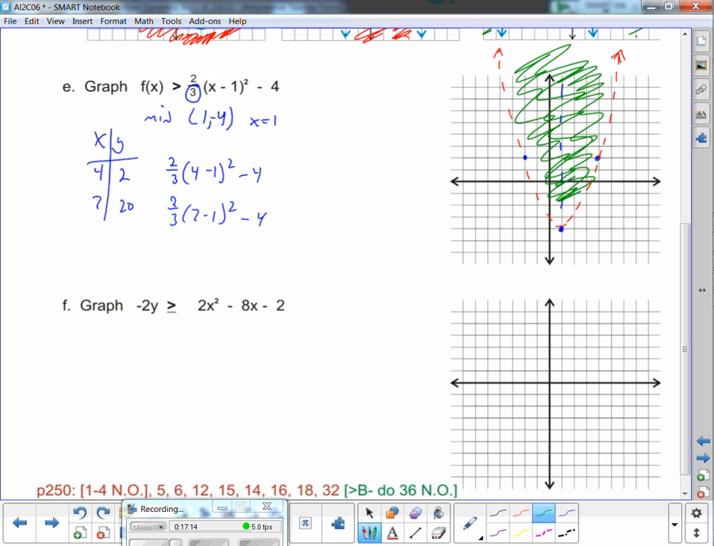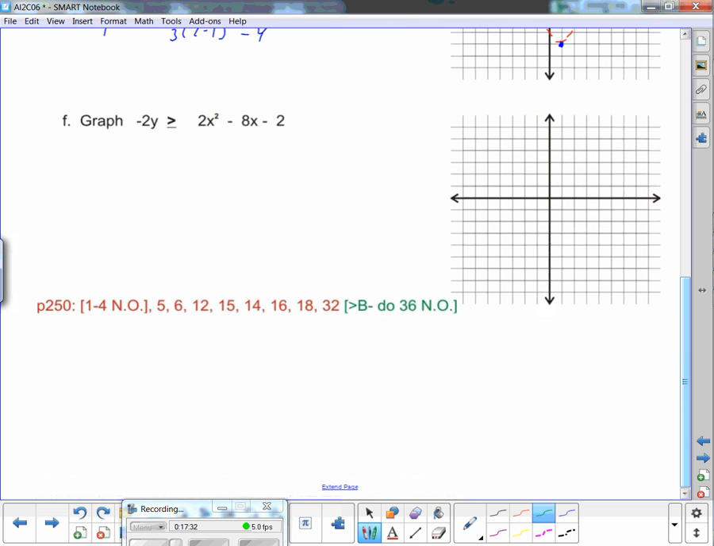And away we go. So really doing these, we're kind of getting some practice with graphing as well. Any questions on that one? Okay, so let's do the last example.